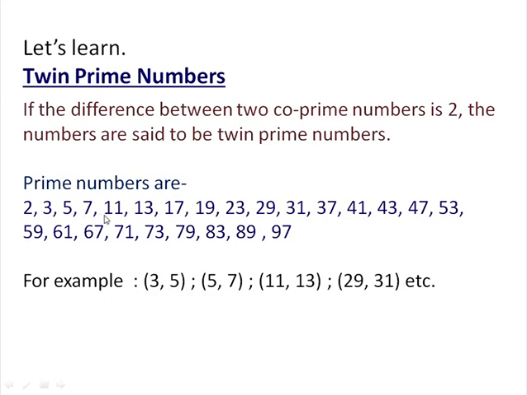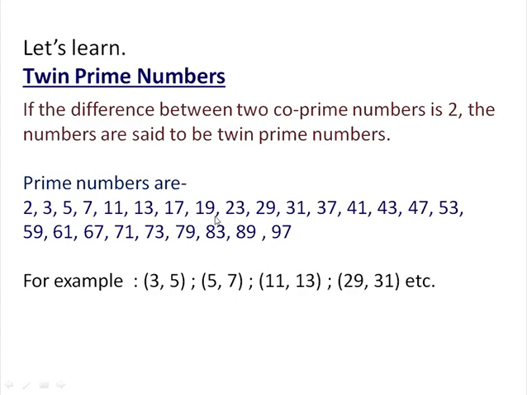Then the difference between 7 and 11 is 4. Hence 7 and 11 are not twin prime numbers. But 11 and 13, the difference is 2. Hence 11 and 13 form a pair of twin prime numbers. Then 13 and 17, the difference is 4. Hence 13 and 17 are not twin prime numbers. But 17 and 19 are twin prime numbers because the difference between 17 and 19 is 2.